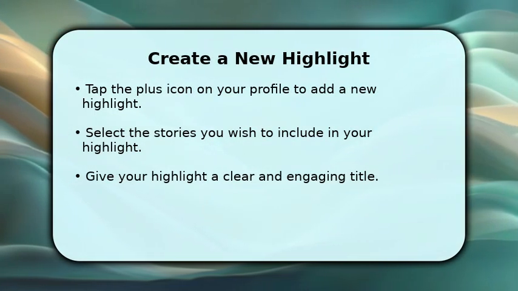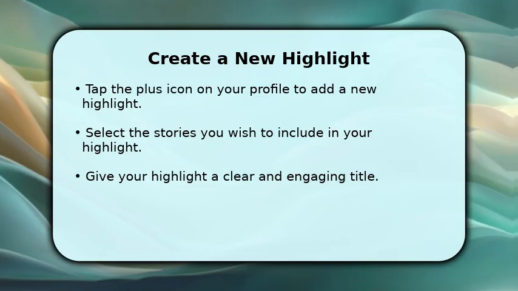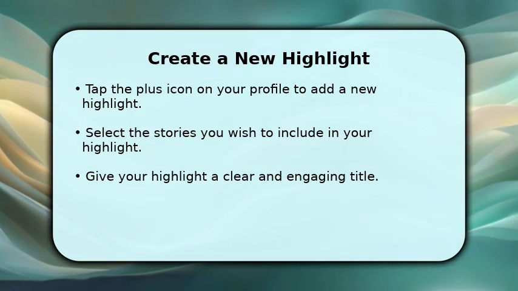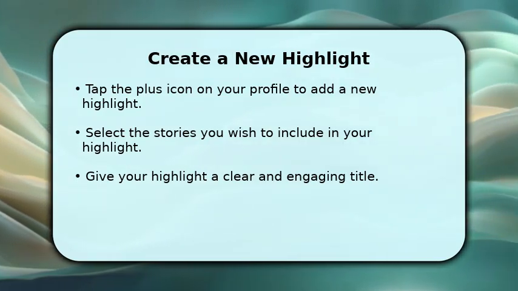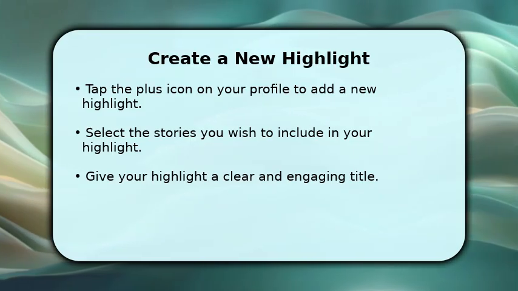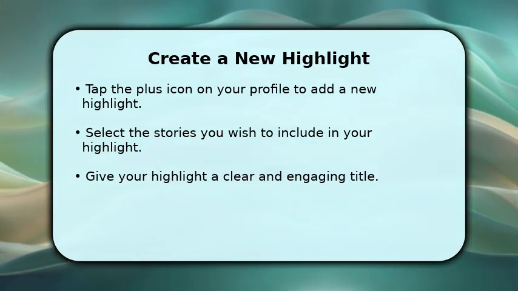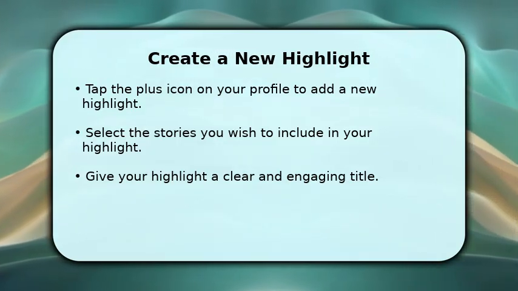Once your account is public, creating a highlight is straightforward. Go to your profile and tap the large plus icon labeled New under your bio. This will open your archived stories. Select all the stories you want to feature in your new highlight. After choosing, tap Next and then give your highlight a compelling title, perhaps using 1 or 2 descriptive words. Finally, tap Add to publish it to your profile.